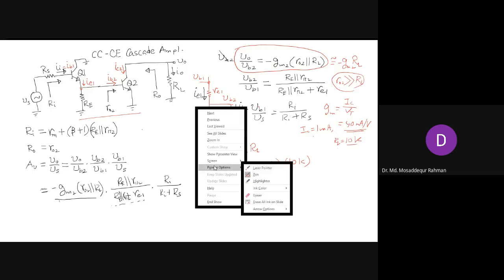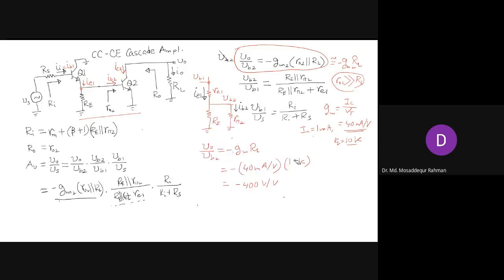Now, what happens if your RL is low? Let's say you have RL just 1K. So then what will be your gain? It will be just 40, from 400 to 40. A drastic reduction we will get.